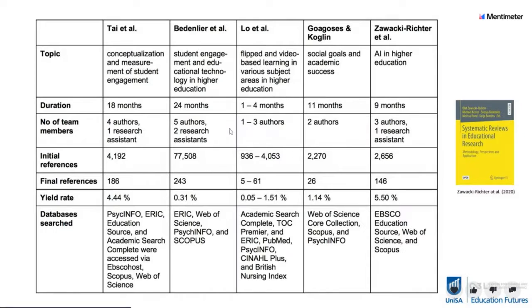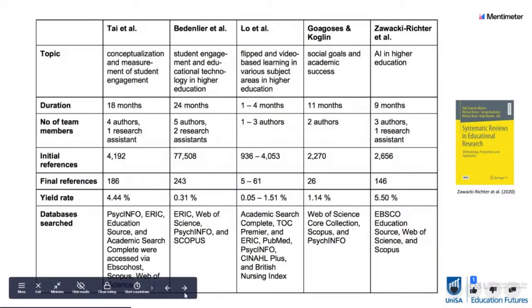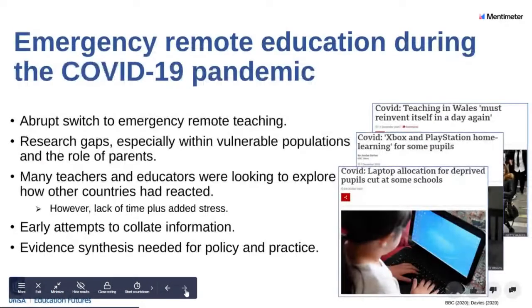But you can also see this one here took between 1 to 4 months. There were a couple of different reviews in that particular article. This one only took 11, this one took 9. So it really does vary in between the different reviews that get undertaken.